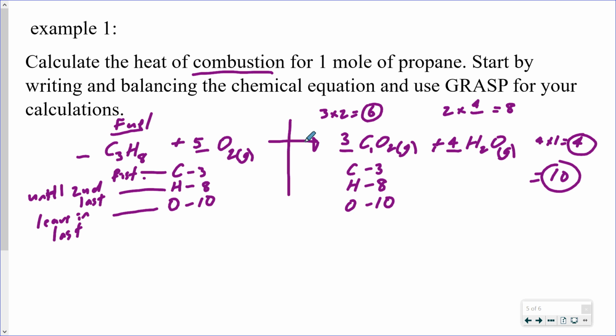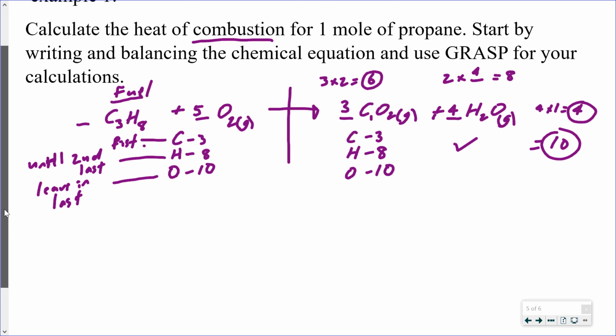3 carbon on the left, 3 carbon on the right, 8 hydrogen on the left, 4 times 2, 8 hydrogen on the right, 5 times 2, 10 oxygen on the left. Here we have 3 times 2, 6. Here we have another 4, 10, so we have a balanced chemical reaction with these coefficients.